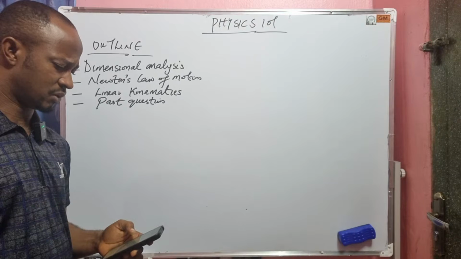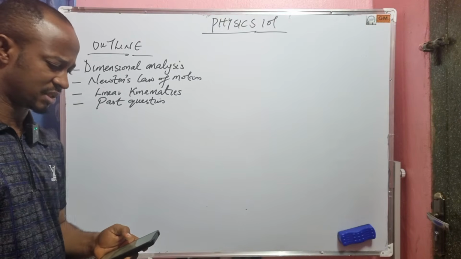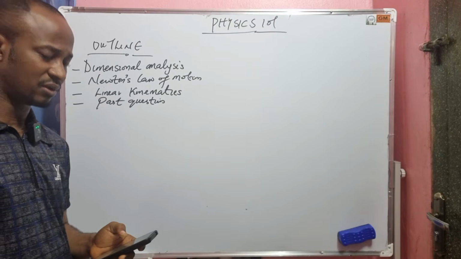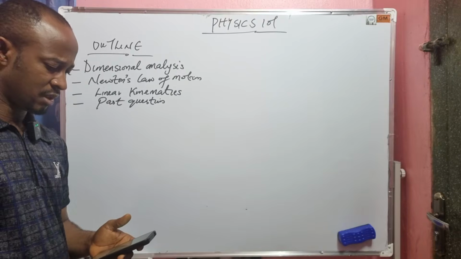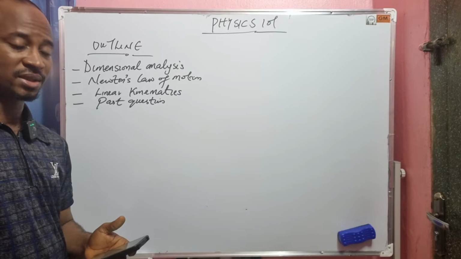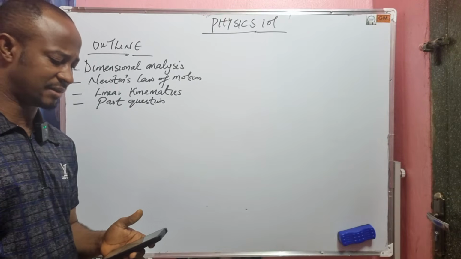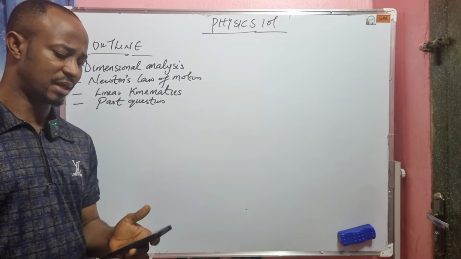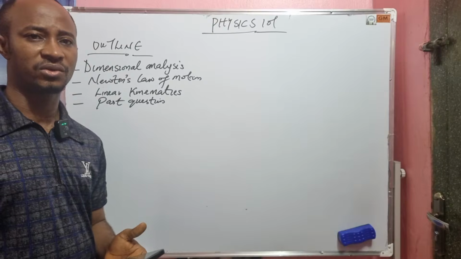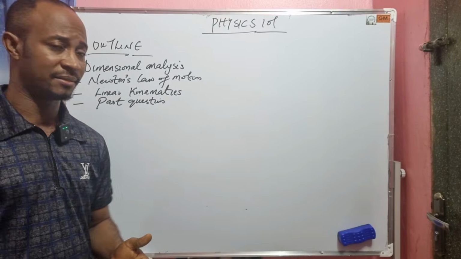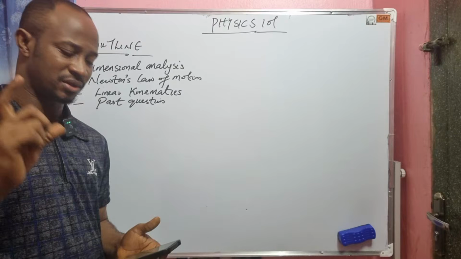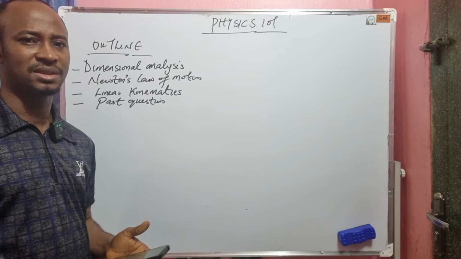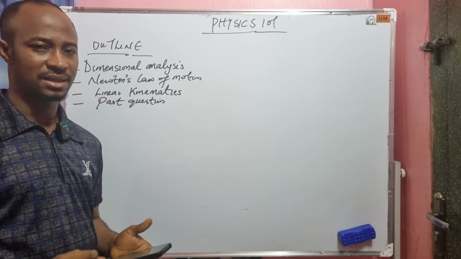Okay, so when you hear the word dimension of physical quantity, it is the expression of that quantity in terms of fundamental quantities of mass, length, and time. Dimension in physics simply means the expression of physical quantities in terms of mass, length, and time.